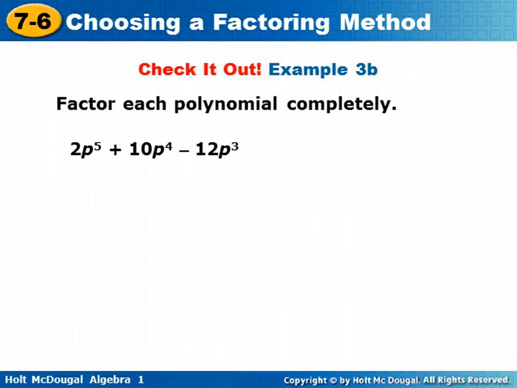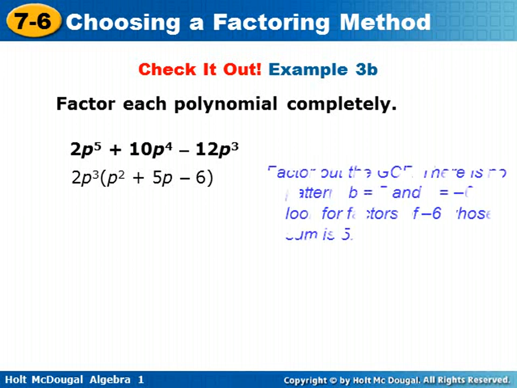Factor each polynomial completely, 2p to the 5th plus 10p to the 4th minus 12p to the 3rd. Factor out our greatest common factor first, 2p to the 3rd, which would leave p squared plus 5p minus 6 inside. You check for a pattern. It's not a perfect square trinomial, so now you're simply looking for factors of negative 6 that add to be 5.